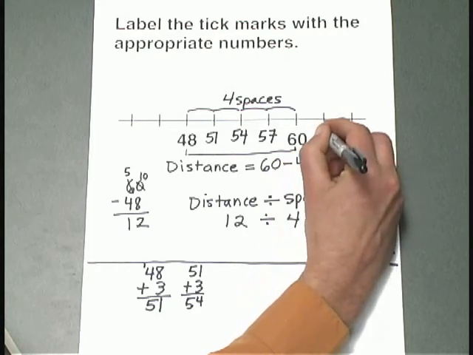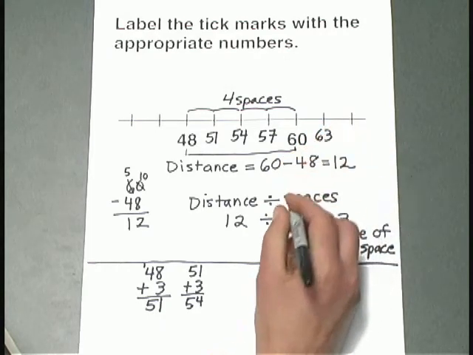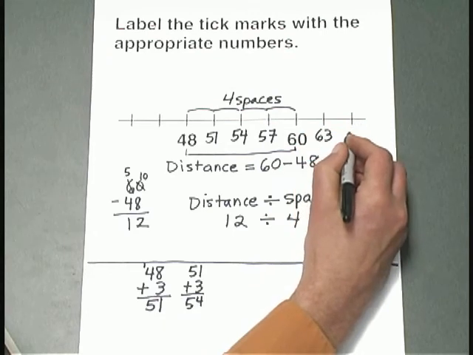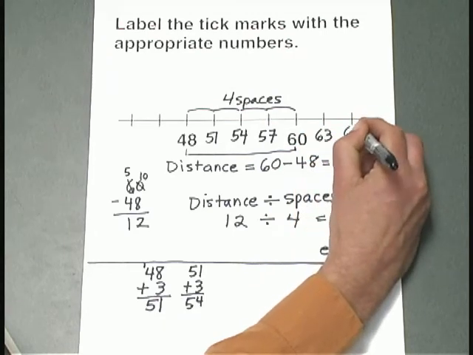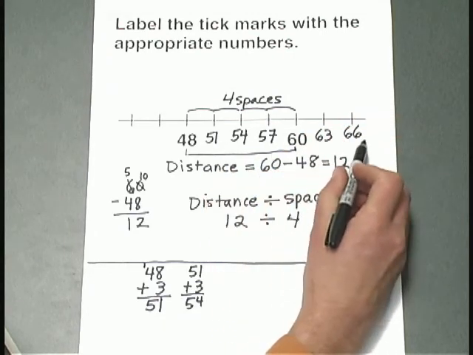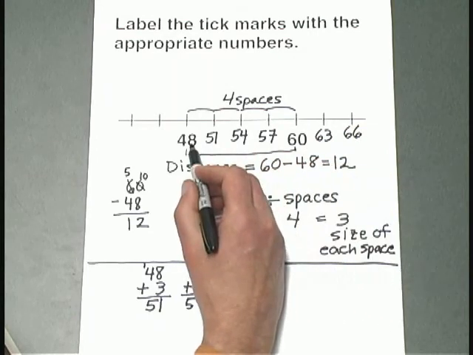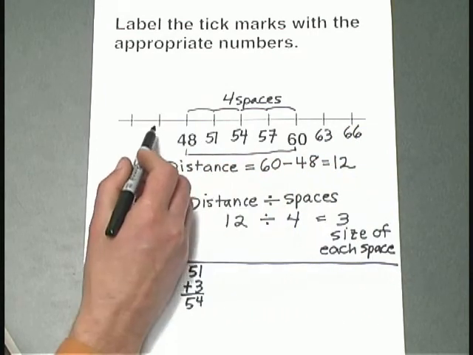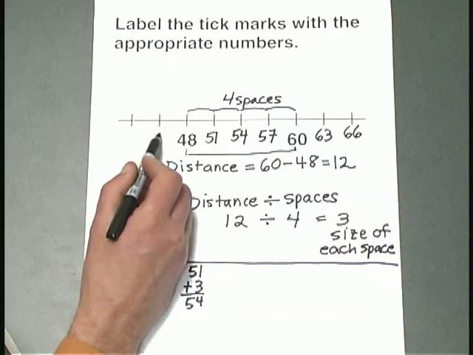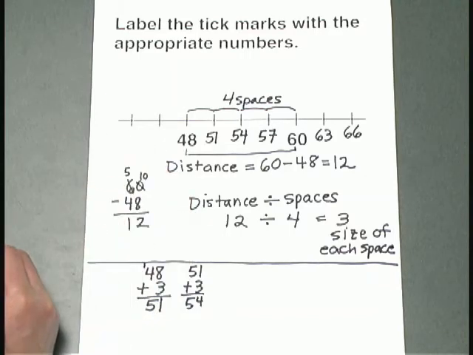60 plus 3 is 63. 63 plus 3 more is 66. Now we've labeled all the tick marks to the right of the 48. But there are still a couple more in front of the 48.